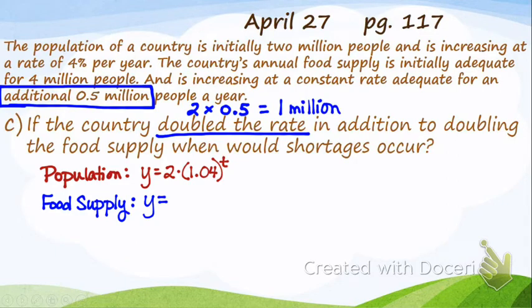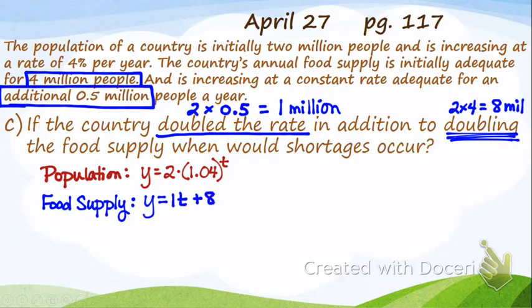So I'm going to have 1t plus, they've doubled their original food supply. What was their original food supply? It's adequate for 4 million, and we're doubling that. So 2 times 4, we have enough for 8 million people. Oh, 8 again. They're not doubling the initial supply again. We're just making one change each time.